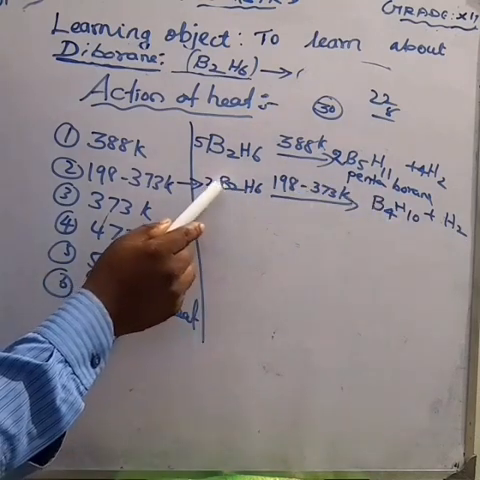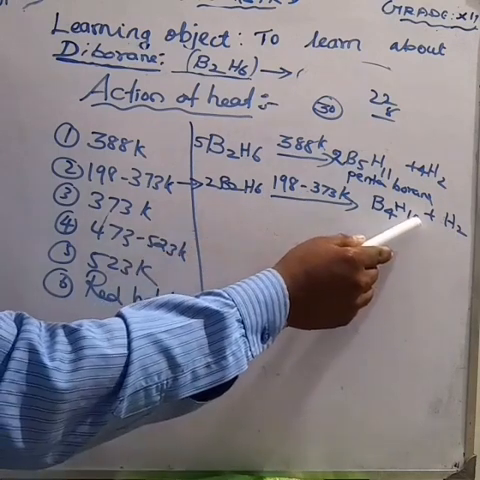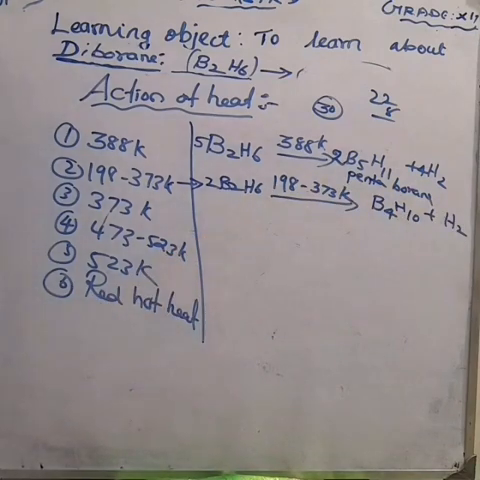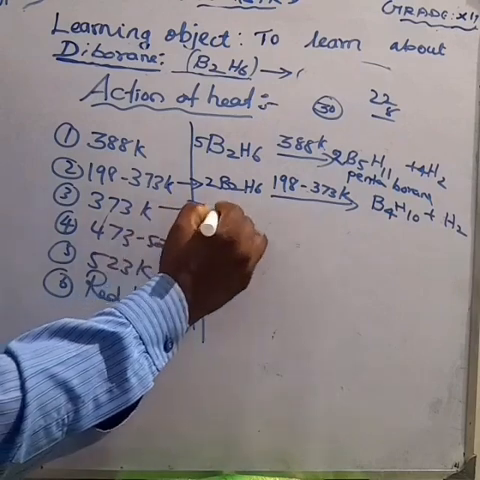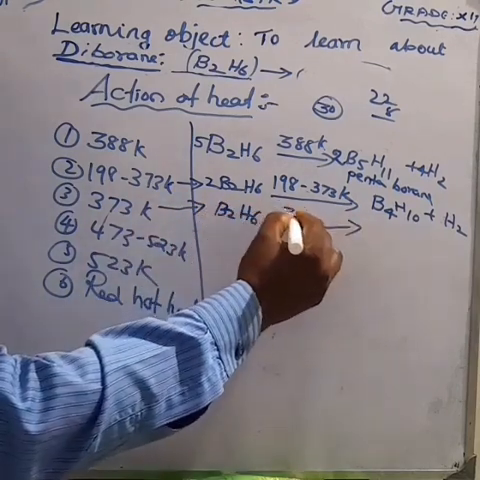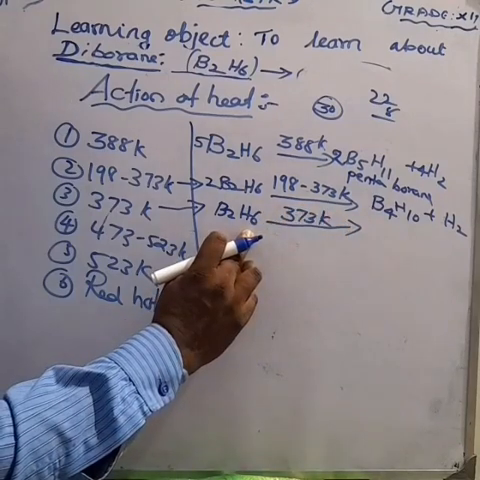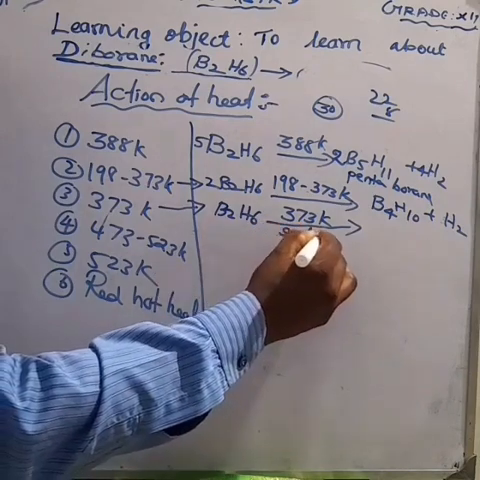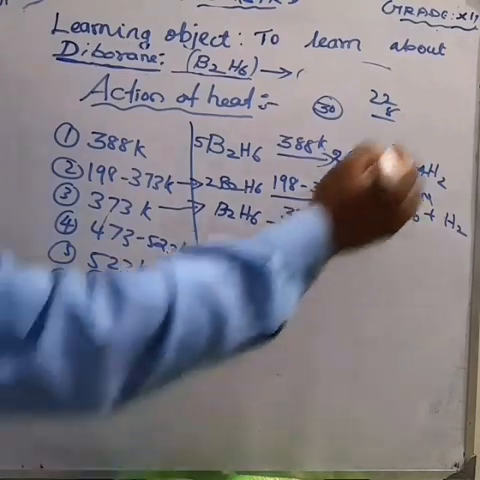Next one, hydrogen. What about the hydrogen? 6 here, so 6 into 2 is equal to 12 hydrogen. So here the product side also has 10 plus 2. That is also balanced. The third reaction: diborane, that is B2H6, on heating at 373 Kelvin in a sealed tube. Sealed tube means closed tube. We get decaborane.